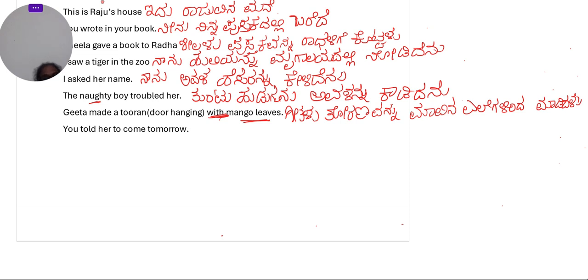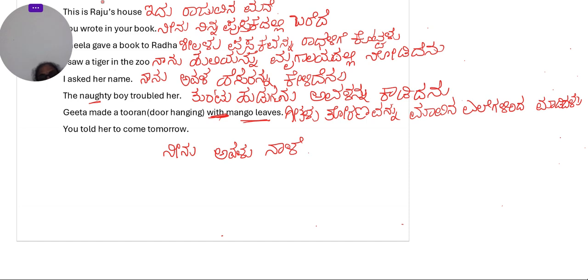The last sentence. You told her to come tomorrow. This is a little complicated sentence. It's not very simple. But still, let's do it. You told her to come tomorrow. So now, subject is you. So it is Neenu. Her is the object. Avalu. And then tomorrow is Nale.